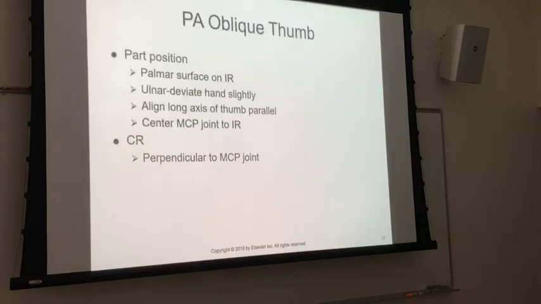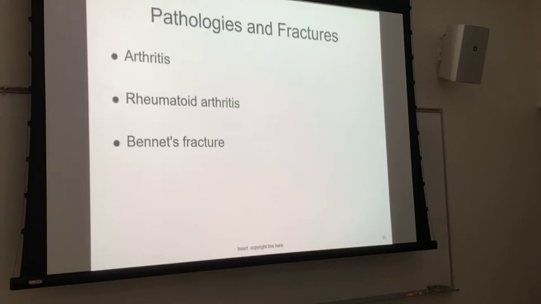That just says all that. So, pathologies of fractures, arthritis. There are a couple of different types of arthritis. You've got rheumatoid arthritis and you've got osteoarthritis. Rheumatoid arthritis is systemic, and it can be a nasty condition, especially if the patient's not on medication to slow the progression of it.